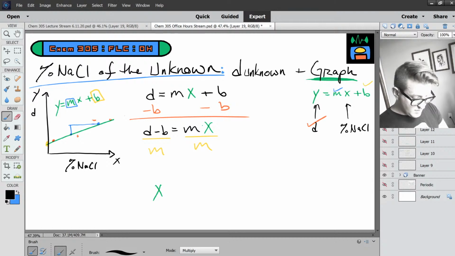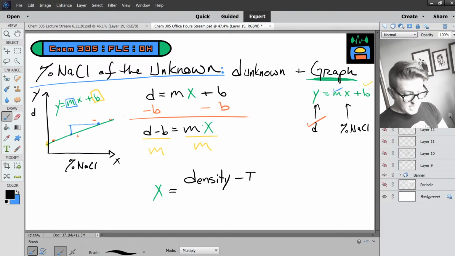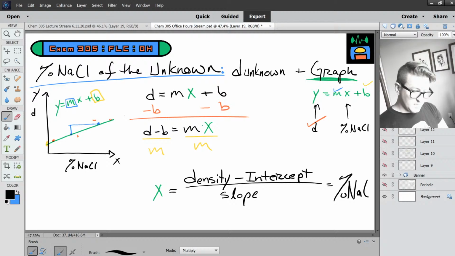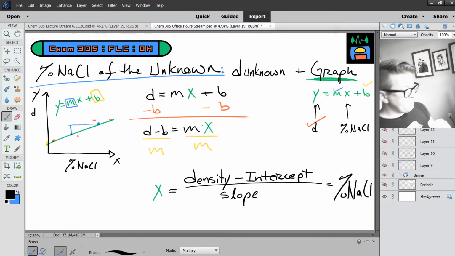x is equal to the density of the unknown minus the intercept of your graph, divided by the slope of your graph, and this will be equal to the percent sodium chloride. So Carolyn, that is how you determine the mass percent of your unknown.